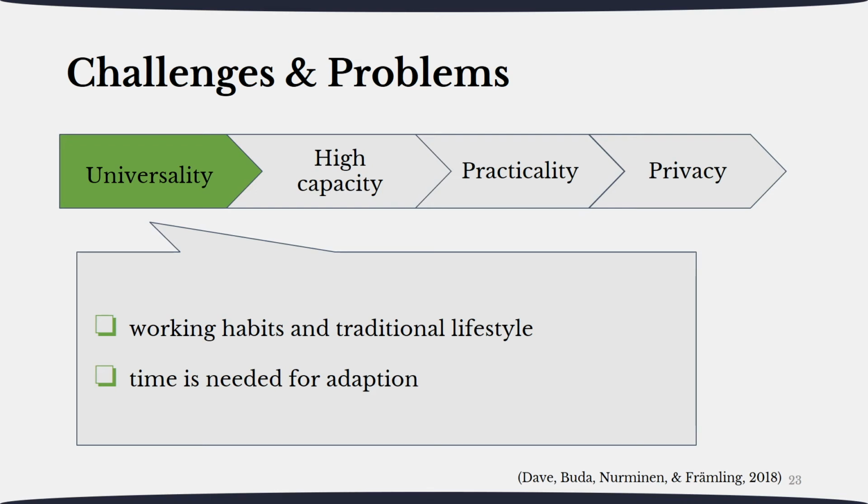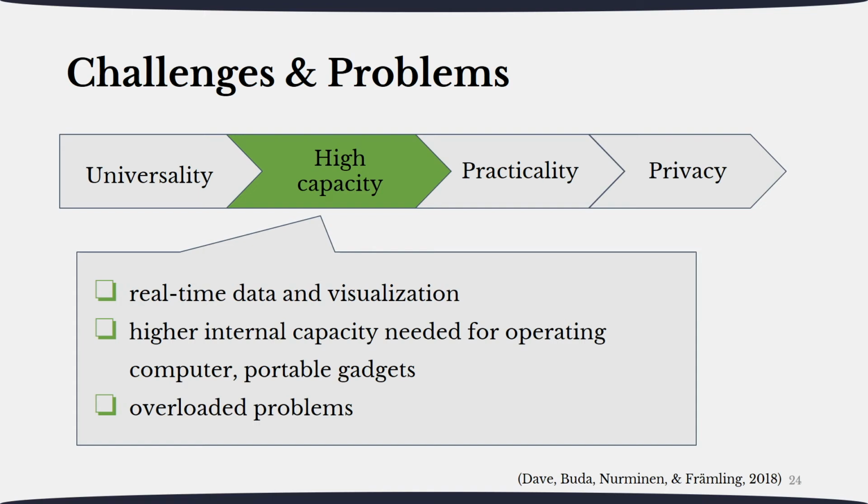And the first one is the universality. The integration of BIM and IoT may change people's working habits and the traditional lifestyle, but it's not easy to overcome the changes, and years are needed for the complete adaptation. Next, due to the real-time data collection and the visualization, a higher internal capacity is required for the operating computers and the portable gadgets. Otherwise, overload problems may occur during operation.